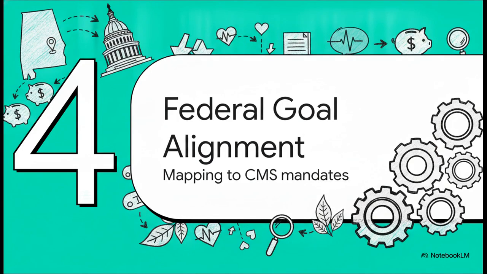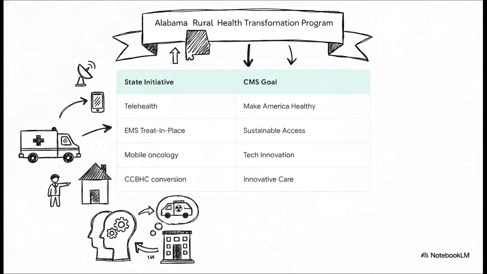Next is Section 4, Federal Strategic Goal Alignment, where we evaluate how they're mapping state execution directly to CMS statutory requirements. As Table 3 from the project narrative outlines, Alabama systematically links its planned activities to those federal mandates. For example, their EMS Treat-in-Place Teleconsults initiative is mapped directly to the federal goal of sustainable access, and the conversion of community mental health centers into the CCBHC model directly fulfills the statutory requirement to fund innovative care.